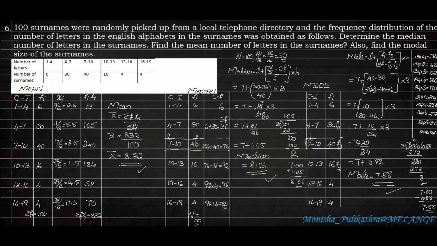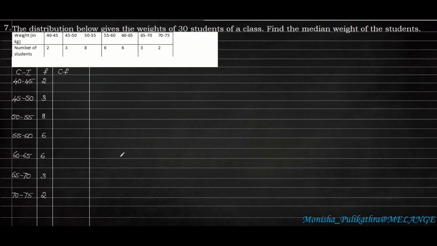I hope you understood this. Moving on to the last question of this session. The seventh question is, the distribution below gives the weight of 30 students of a class. Find the median weight of the students. Median weight means we need to find the median weight of the students.